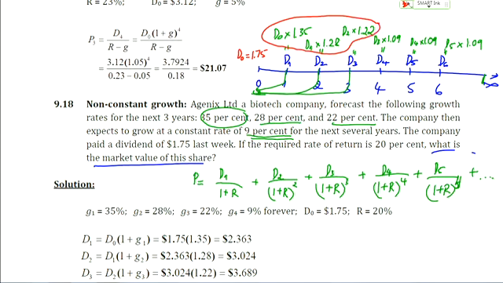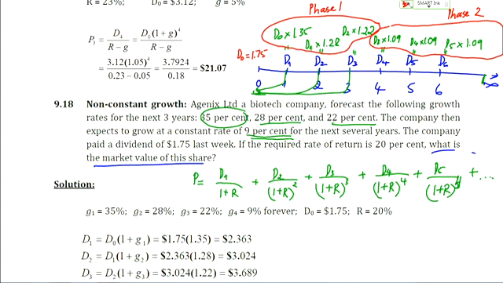Because you can see that the growth doesn't follow any pattern at all. 35%, 28%, 22%, it can go, but it doesn't follow any pattern. So this one is your phase 1. But then from D4, you can see that it's growing at a constant rate of 9%. So there is a pattern here. So it is D4 to infinity here. So that is phase 2. That's the constant growth phase.